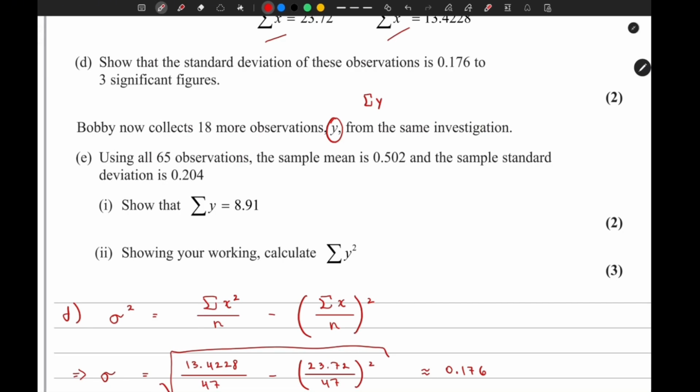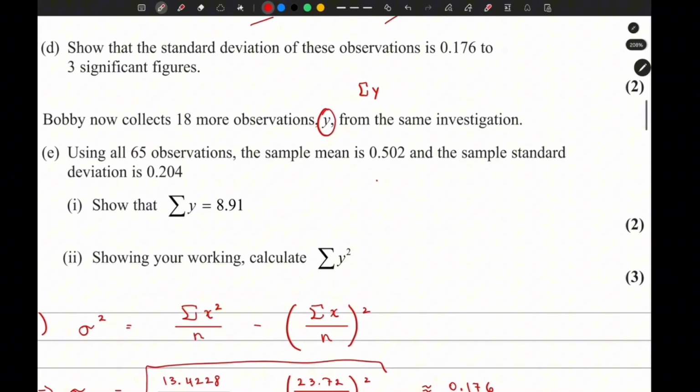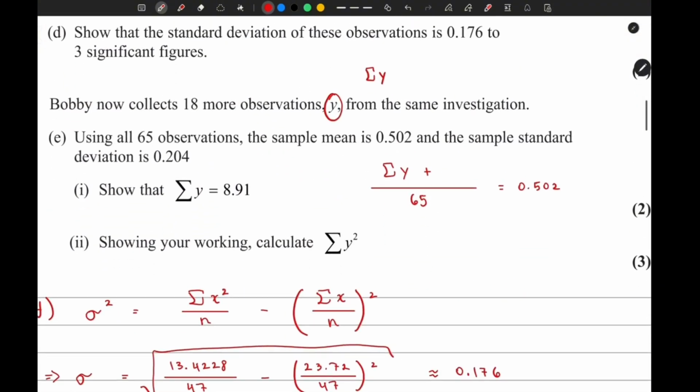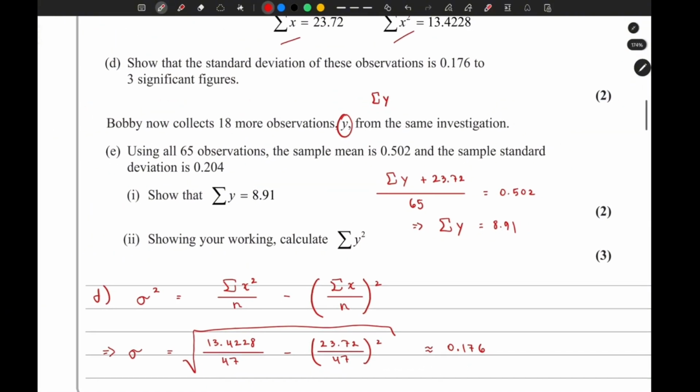So the mean of the 65 observations is 0.502. So we can say that the summation of the new observations plus the summation of the old observations, divided by the total frequency, is 0.502, and we know that the summation of x is 23.72. So from this we can find the summation of y, which is equal to around 8.91. So that is it for the first part.